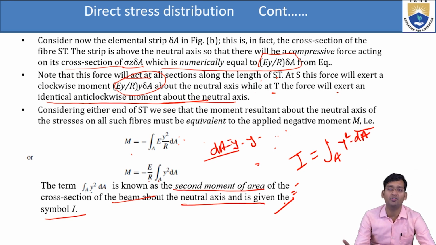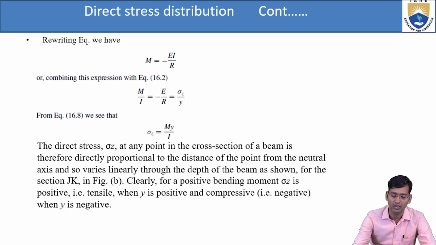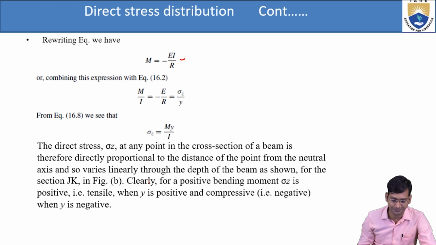dA. Now it depends along which axis it is. If along the x-axis, then we write Ixx; along the y-axis, then Iyy; along the xy axes or along that plane, then Ixy or Iyx, depending upon which plane we are taking. Okay, rewriting the equation, we have M equals minus E I by r. Now just substitute here I.